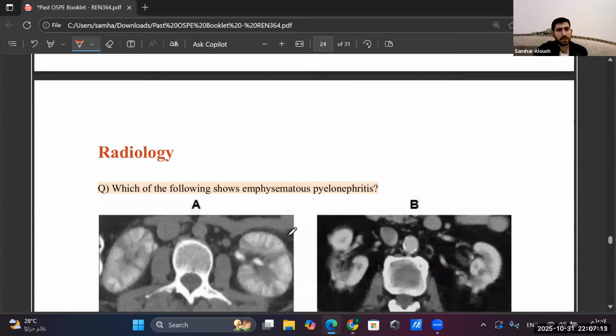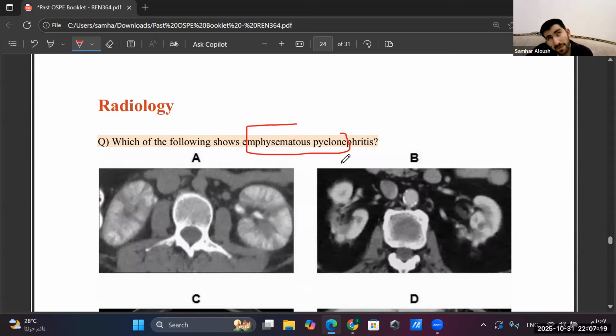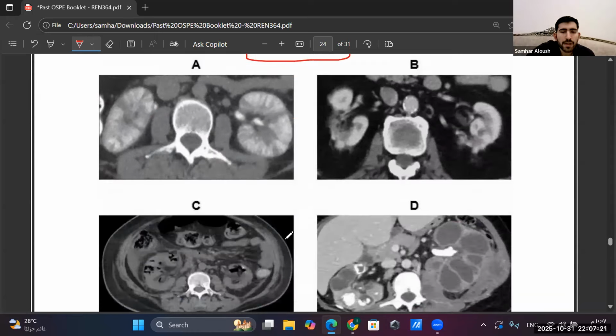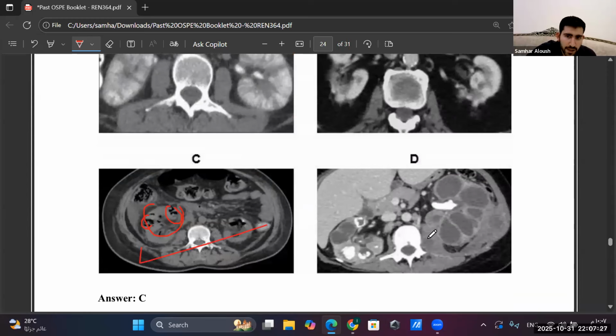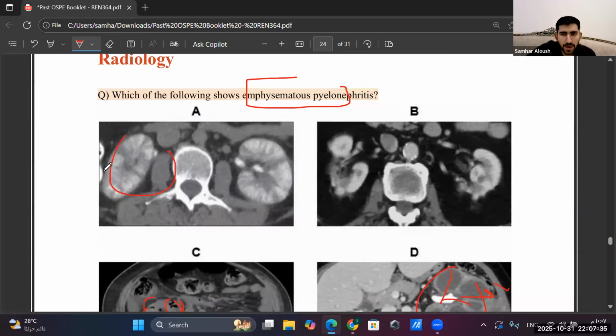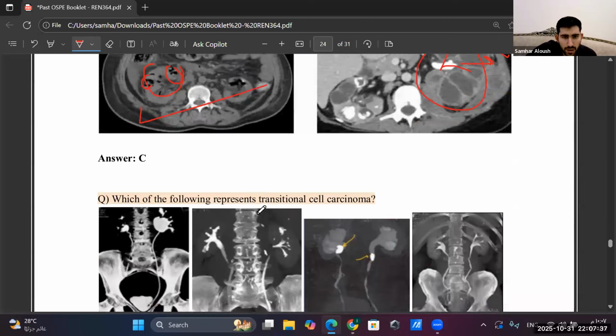Okay, radiology. Easy stuff. Which of the following is emphysematous pyelonephritis? We said emphysematous pyelonephritis is the one that has air and striation. So this one has air. So this is emphysematous pyelonephritis. This one is the other one, xanthogranulomatous, the bear paw sign. So you can't choose it. This one is only striation, so it's pyelonephritis. You won't choose it.